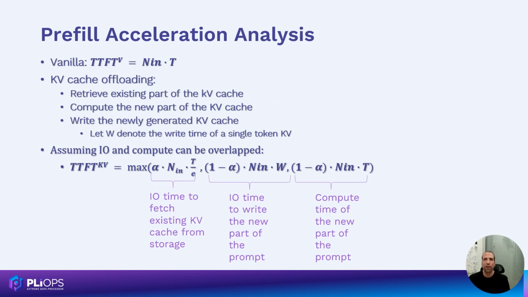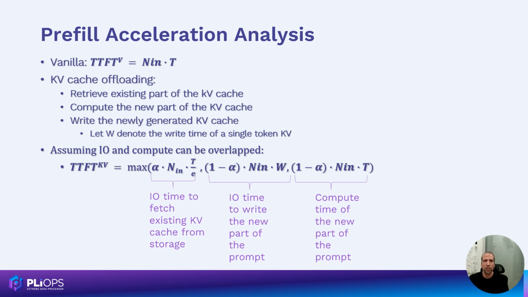So now that we've defined the key parameters, let's analyze the prefill time and compare the vanilla system to a KV cache offloaded system. First, in the vanilla system, the prefill time, or time to first token, TTFT, is straightforward. It's simply the number of input tokens N_in multiplied by the compute time per token T, which also depends on N_in, but let's ignore this for the moment.